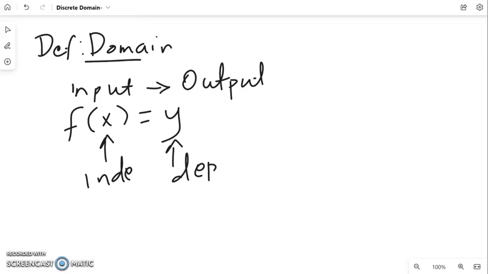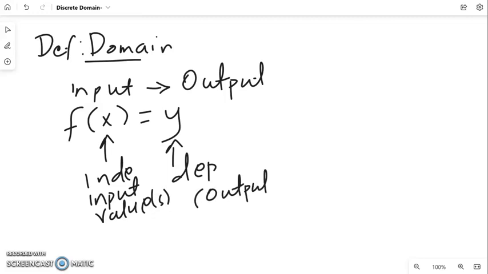This is to mean that x is the input value or values and y is the output. Therefore, if we define a domain using this function, this will be the set of all values of x for which y can be determined. Let's have an example.